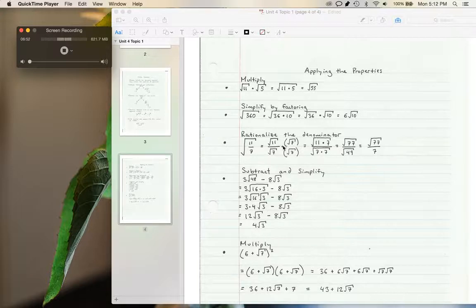Another thing I can do is simplify by factoring. So here's another set of directions, and I'm supposed to simplify the square root of 360 by factoring.